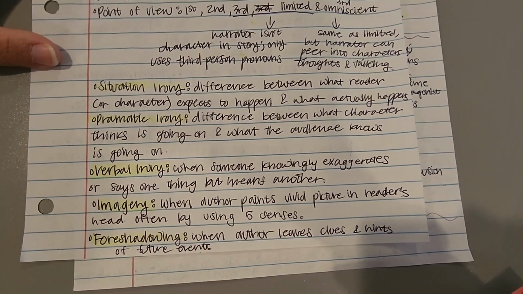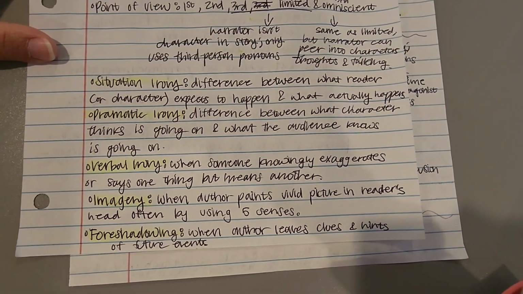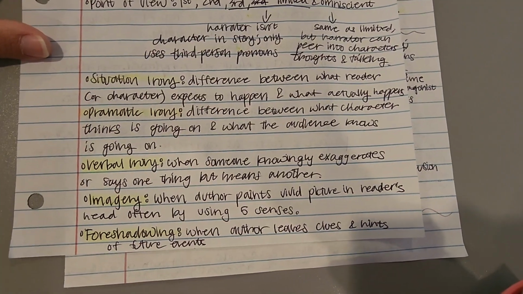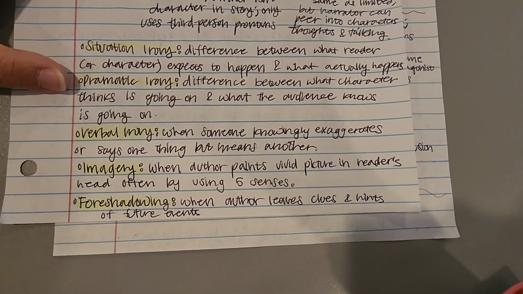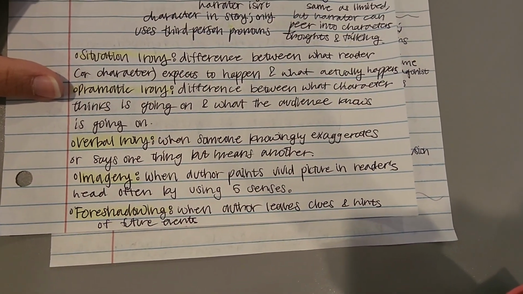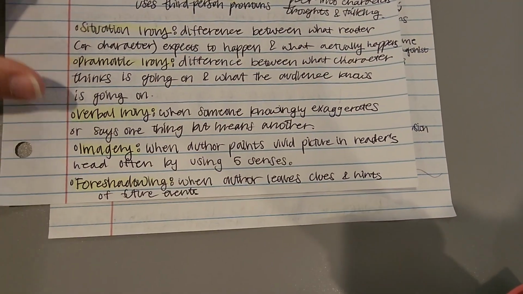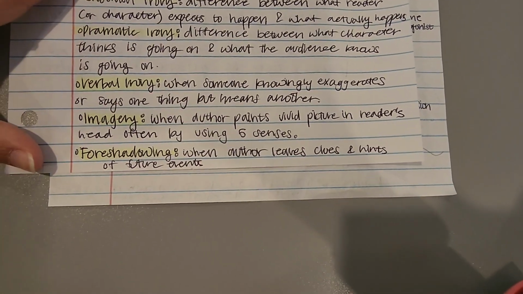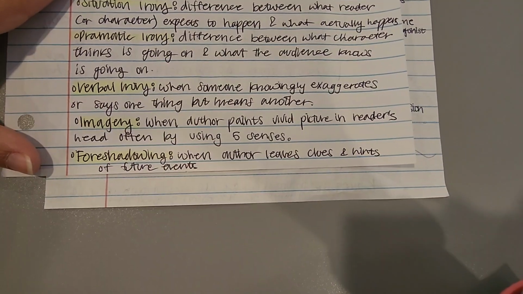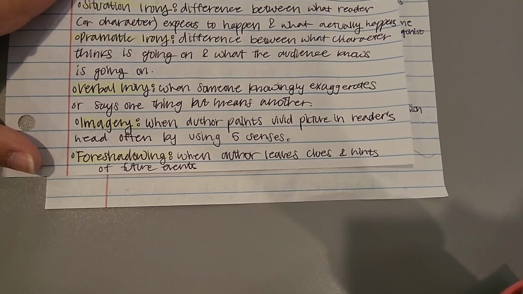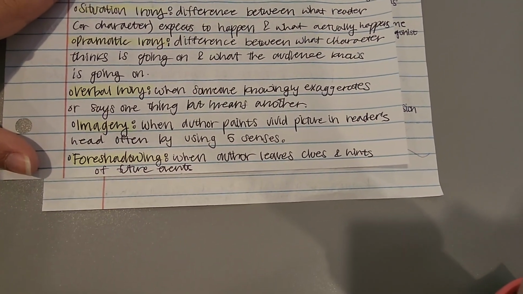Situational irony, difference between what the reader or character expects to happen and what actually happens. Dramatic irony, difference between what the character thinks is going on and what the audience knows is going on. Verbal irony, when someone knowingly exaggerates or says one thing but means another.